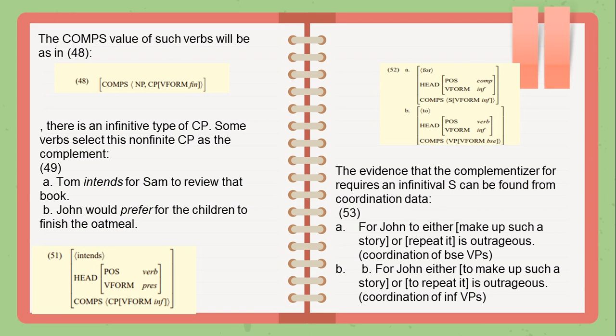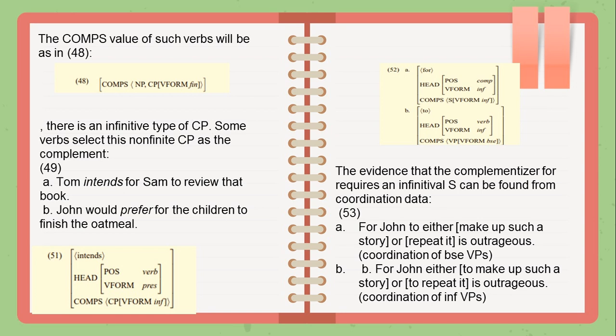There is an infinitive type of CP. Some verbs select a non-finite CP as the complement. 49. A. Tom intends for Sam to review the book. B. John would prefer for the children to finish the oatmeal. Data show that verbs like intend and prefer select an infinitive CP clause. For the verb intend, we'll have the following lexical information. Look at the next picture, 51 and 52.